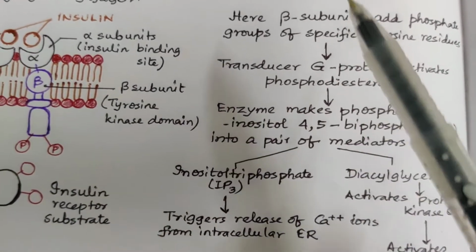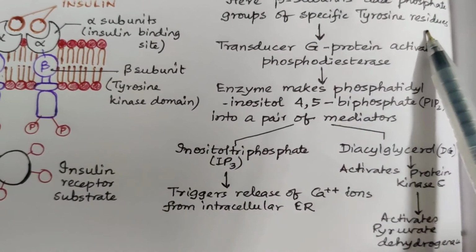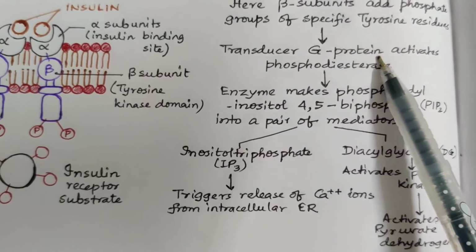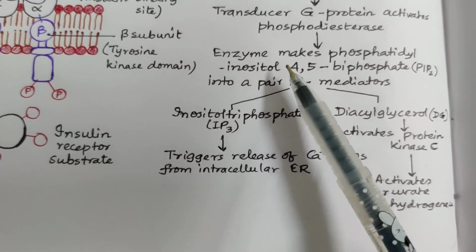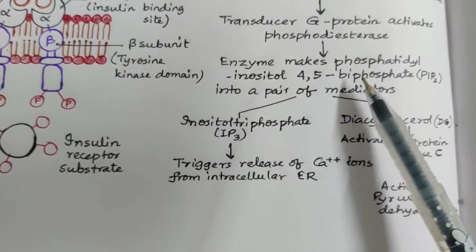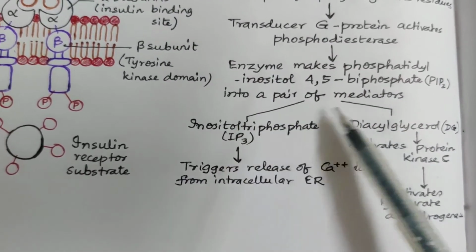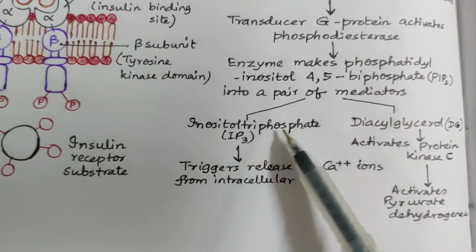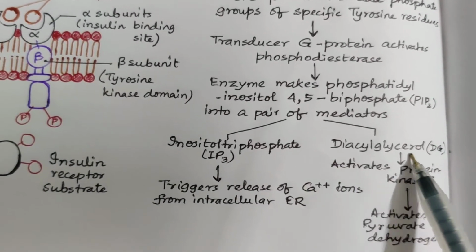Now here we come to the steps. Here beta subunits add phosphate groups to specific tyrosine residues, due to which the transducer G protein activates the phosphodiesterase enzyme that acts on phosphatidyl inositol 4,5 bisphosphate or PIP2. It is divided into two, a pair of mediators. One is inositol triphosphate, as I told you, IP3. Another is DAG or DG, which is diacylglycerol.